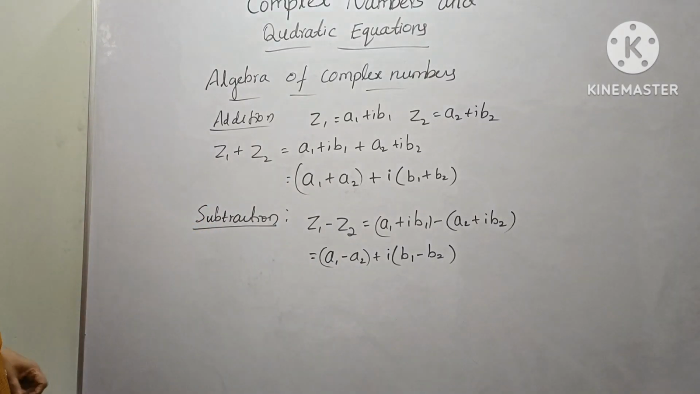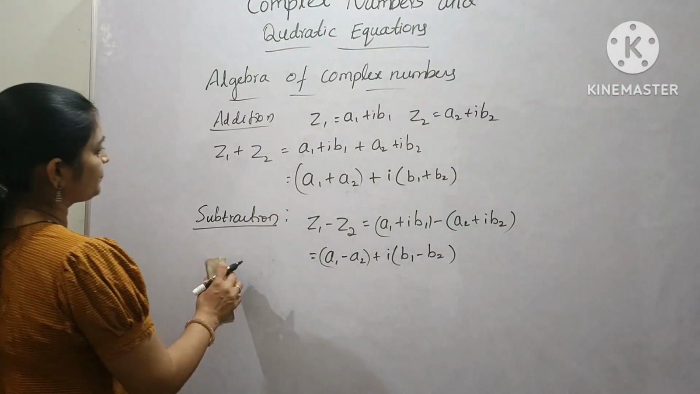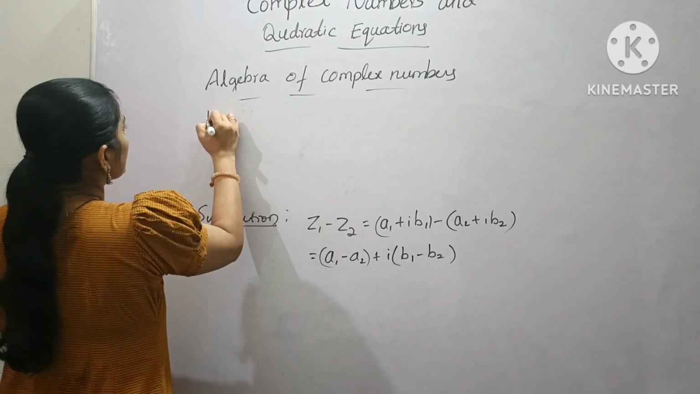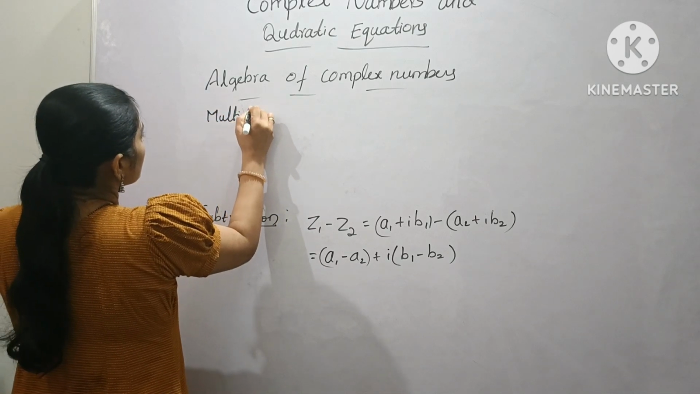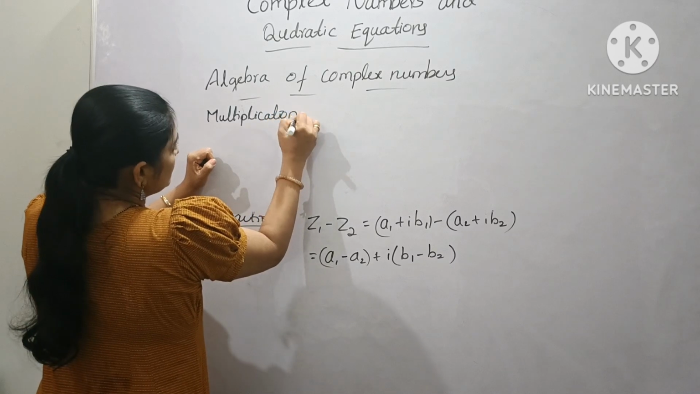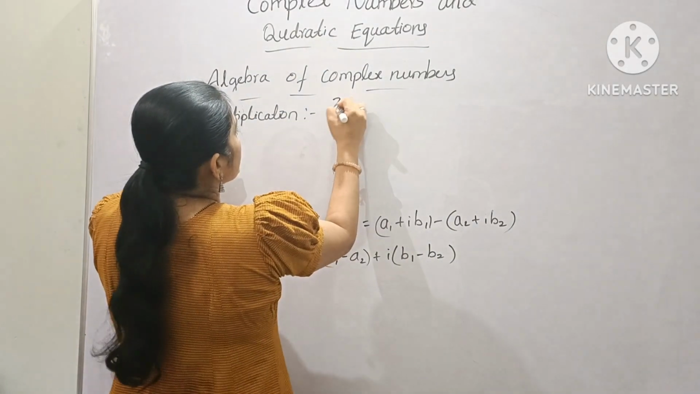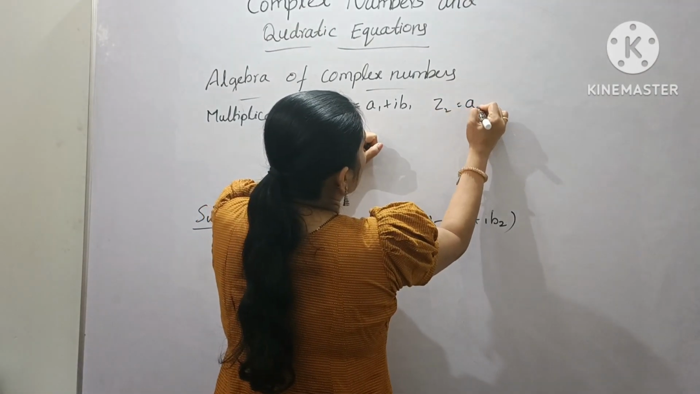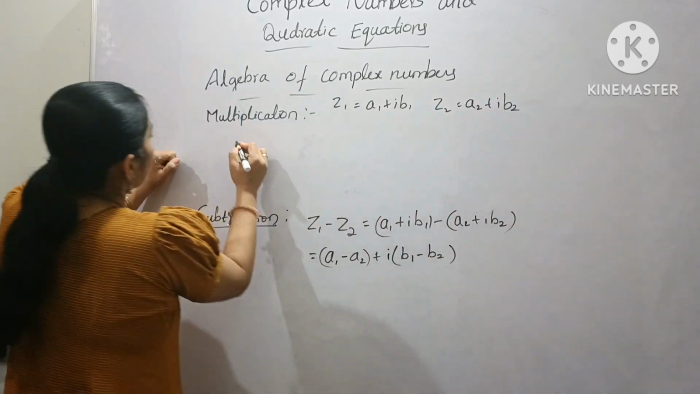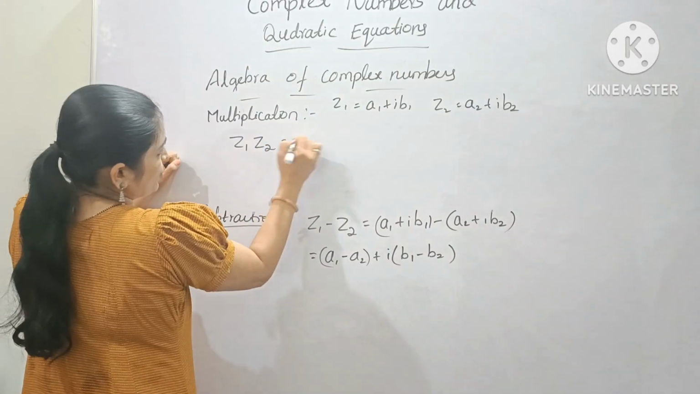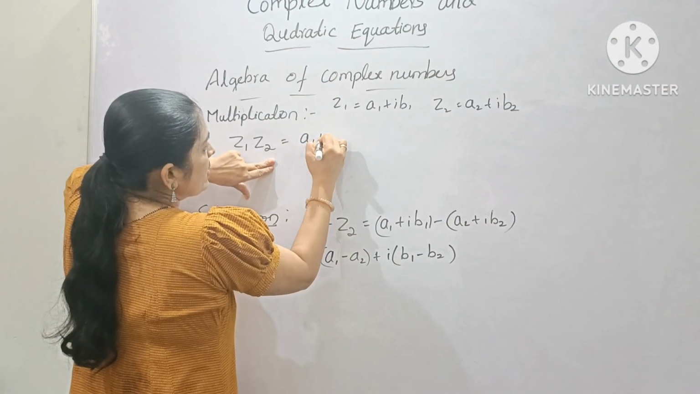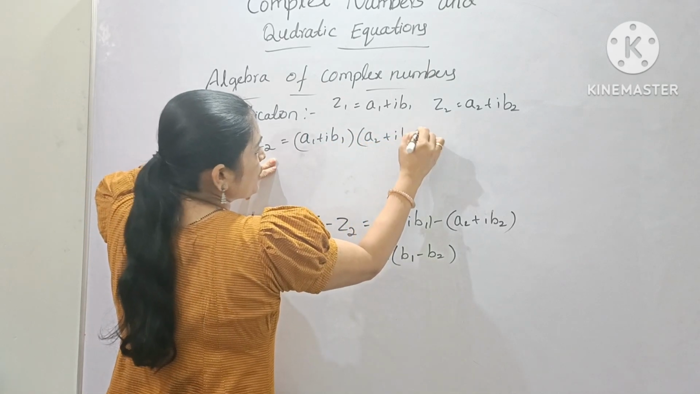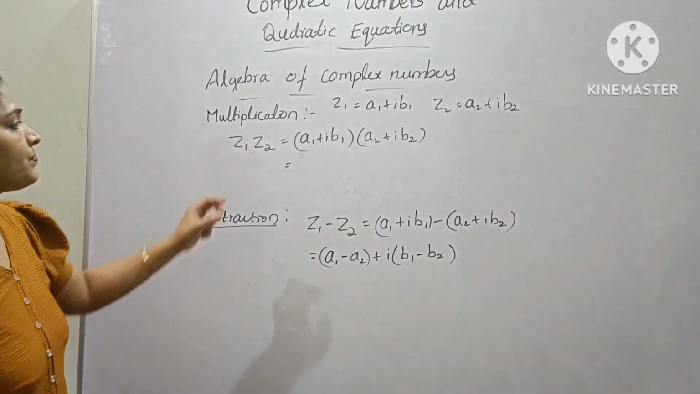Next, let us see what about multiplication. Multiplication of two complex numbers. z1 is equal to a1 plus ib1 and z2 is equal to a2 plus ib2. Now what is z1 into z2? z1 into z2 is (a1 plus ib1) into (a2 plus ib2). Let us simplify this one.